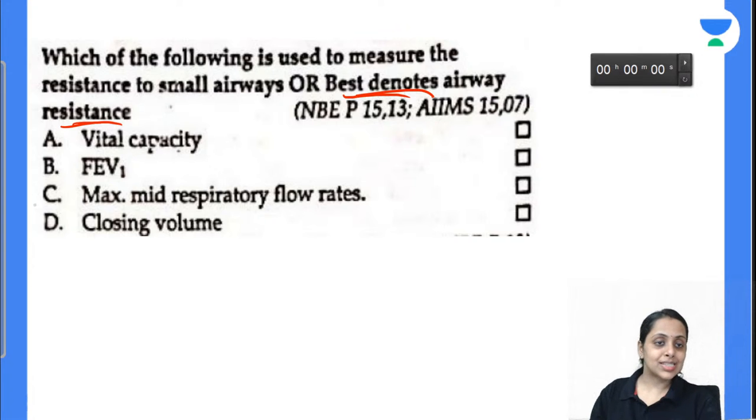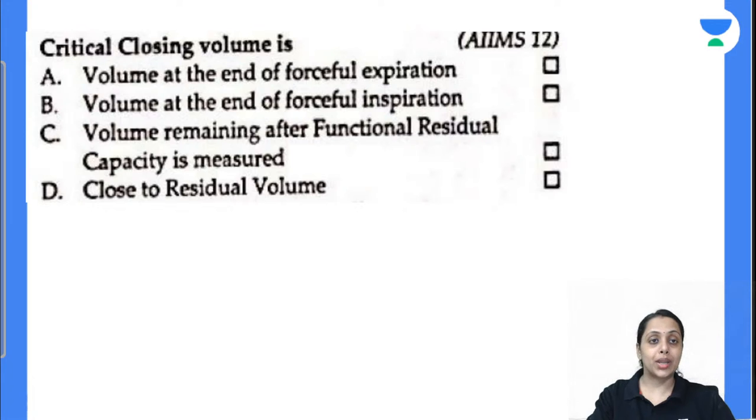Do you remember this is the maximum mid respiratory flow rate? Yeah, very true, Dr. Sri, Dr. Shrujana. Answer is C. Maximum mid respiratory flow rate best denotes airway resistance. Coming to the next one.